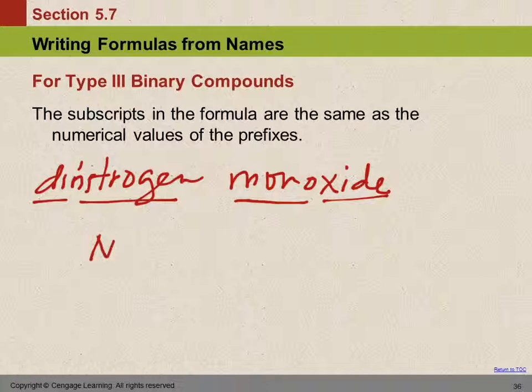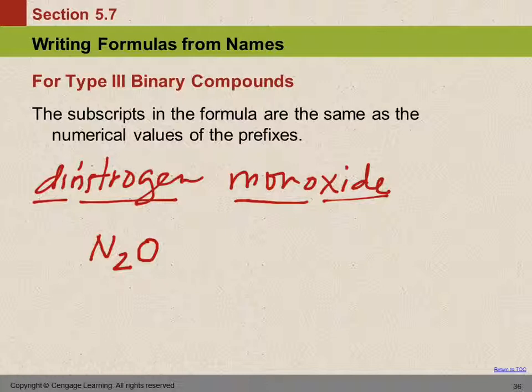Nitrogen has the symbol N, and the prefix di means 2. So the 2 comes after the element symbol. And oxygen is a capital O. Make sure it's as big as your capital N. Mono means 1, and we're not going to write the 1. And so that's the formula for dinitrogen monoxide.